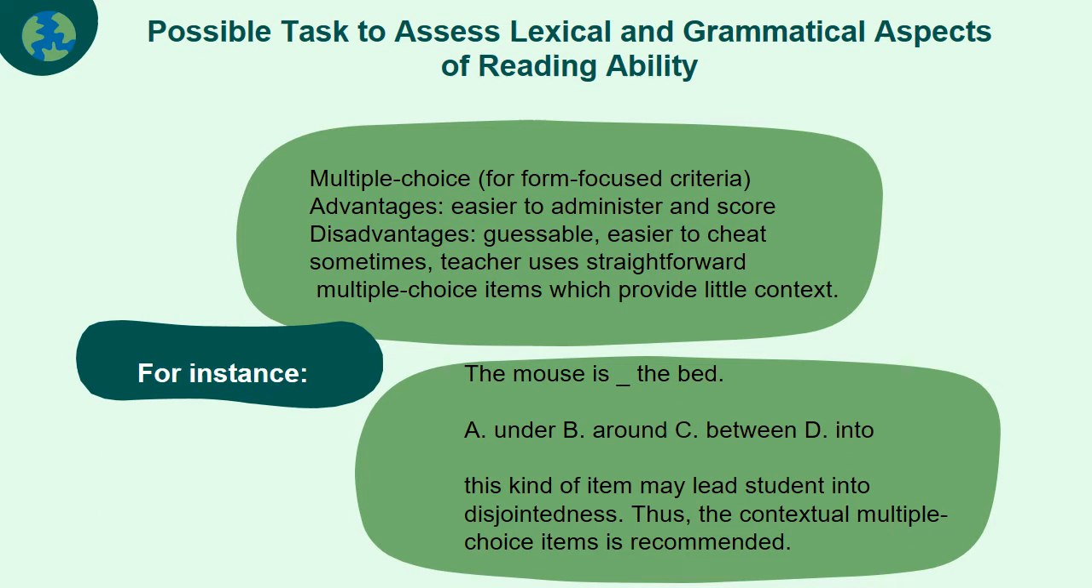The first type of selective reading is multiple choice assessment. It is undoubtedly the most used or most popular choice for teachers due to advantages such as being easier to administer and easier to score. Although it has such advantages, it also has many disadvantages: it is guessable, it is easier to cheat, and it provides little context, which leads to a lack of connectedness. Let's see the instance below.